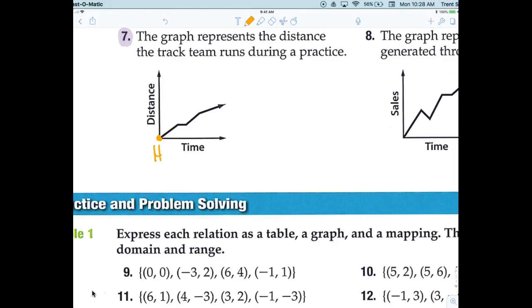So we get in our car and we go driving. What's happening from here to here? You're just driving at a normal pace. Does the pace change at all? No, very good, because it's a line. Listen to what I'm saying, that's important. Is the distance changing?